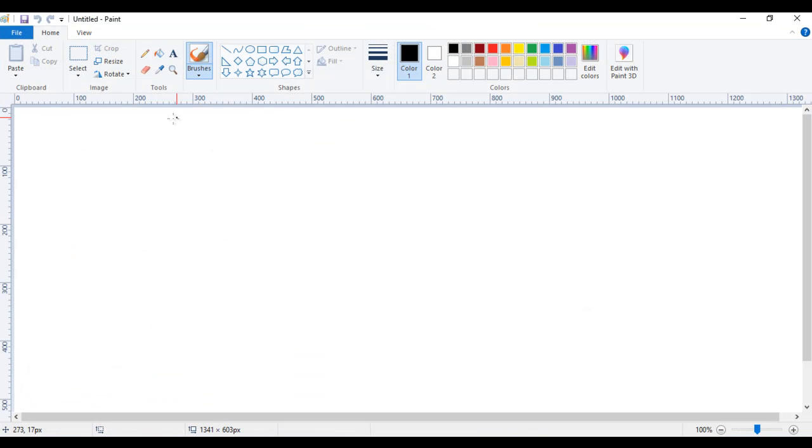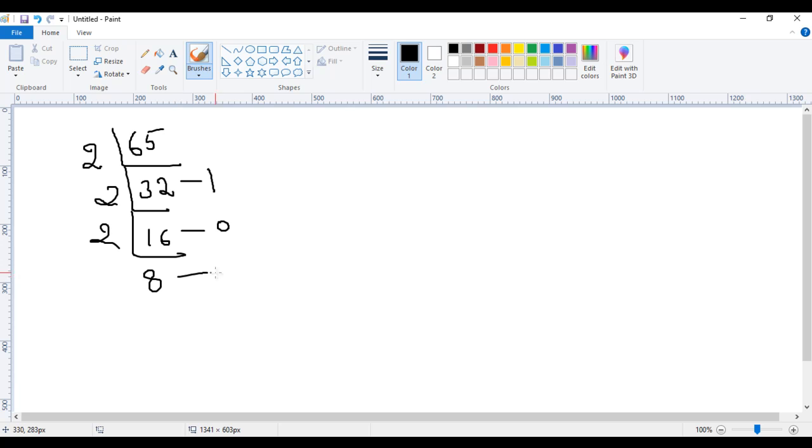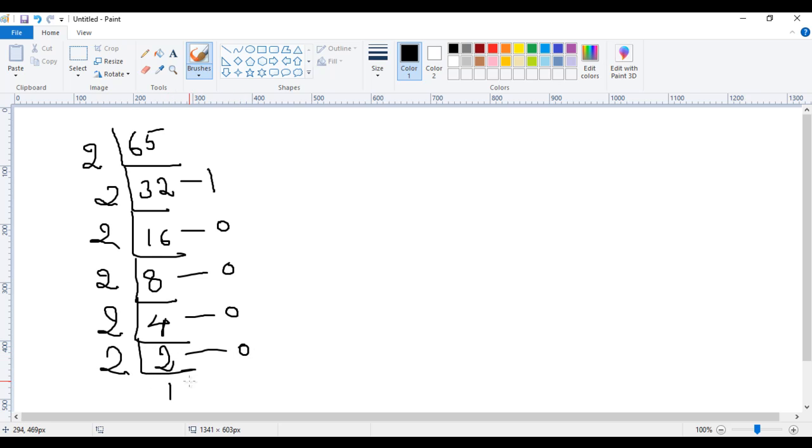Let's take an example of 65. Here I write 65. To convert this decimal number to binary equivalent number, I divide this number by 2. 2 into 32 is 64. Remainder is 1. We write the remainder in front, guys. 2 into 16 is 32. Remainder is 0. 2 into 8 is 16. Remainder 0. 2 into 4 is 8. Remainder 0. 2 into 2 is 4. Remainder 0. 2 into 1 is 2. Remainder 0, guys. Once we get either 1 or 0 at the end, we stop further division, guys.